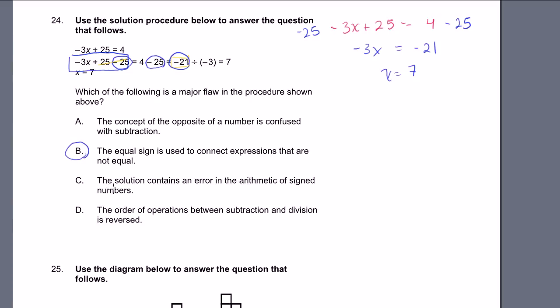Let's look at the other choices. The solution contains an error in the arithmetic of signed numbers. Oh, no, the solution is arithmetically correct. D, the order of operations between subtraction and division is reversed. So I really don't see that. So my choice would be B. The equal sign, this right here, does not equal this right over there.